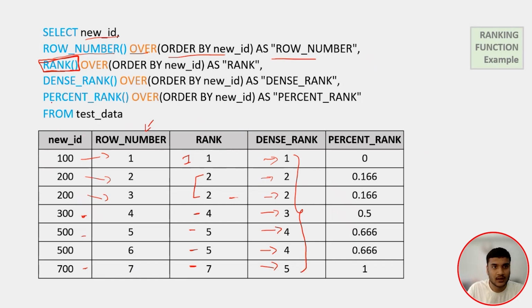Here I have used a percent rank function, with OVER ordered by my order ID, as percent rank. So I have added a new calculated column that gives my percent rank. Here you can see a very confusing thing: it is 0, 1.66, 1.66, 0.5. It's nothing but how much percent of the data is being covered.